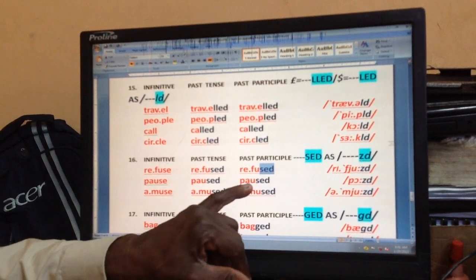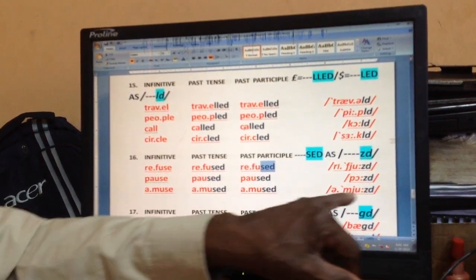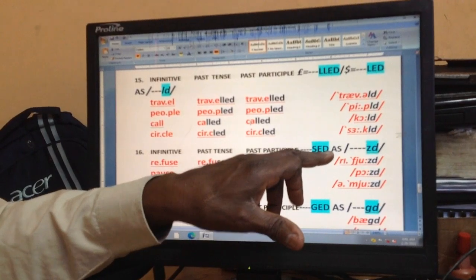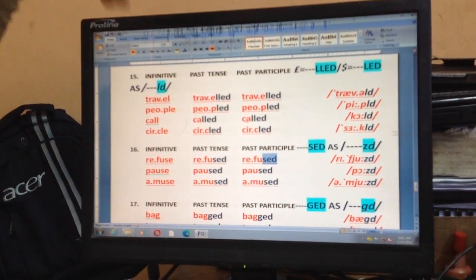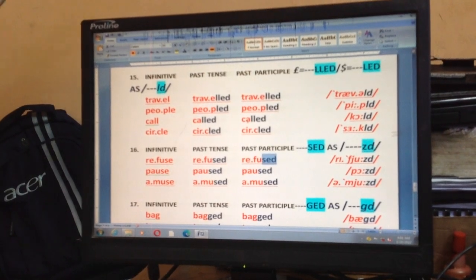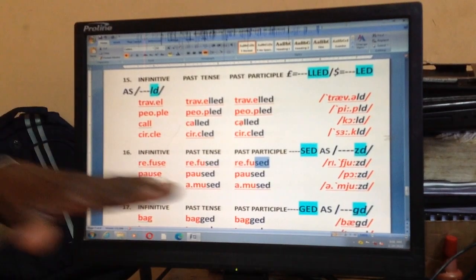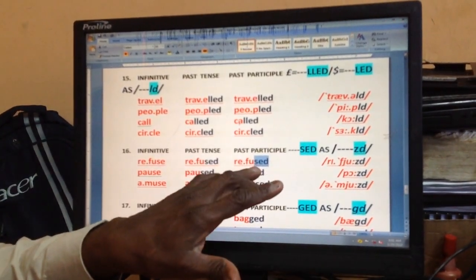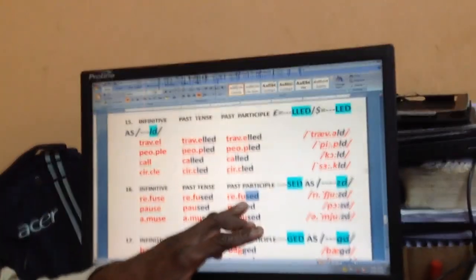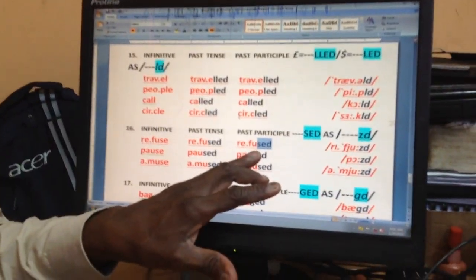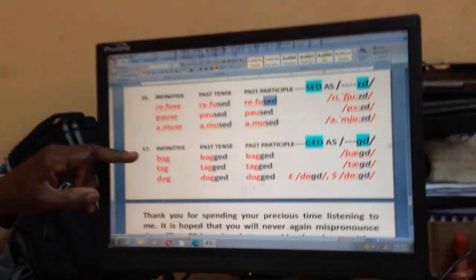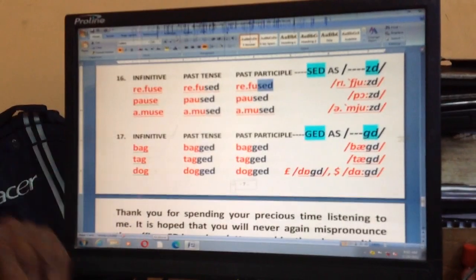Refused, and then posed, and then amused. You see, it's the same SE as we saw above there on base, but this time there it was giving us, you see, it was what? For the voiceless. Here we have the sound, it is written S, but the sound it produces is a voiced one, Z. That's why we get amused, refused, because this S is actually pronounced as Z, and Z is one of those voiced sounds.